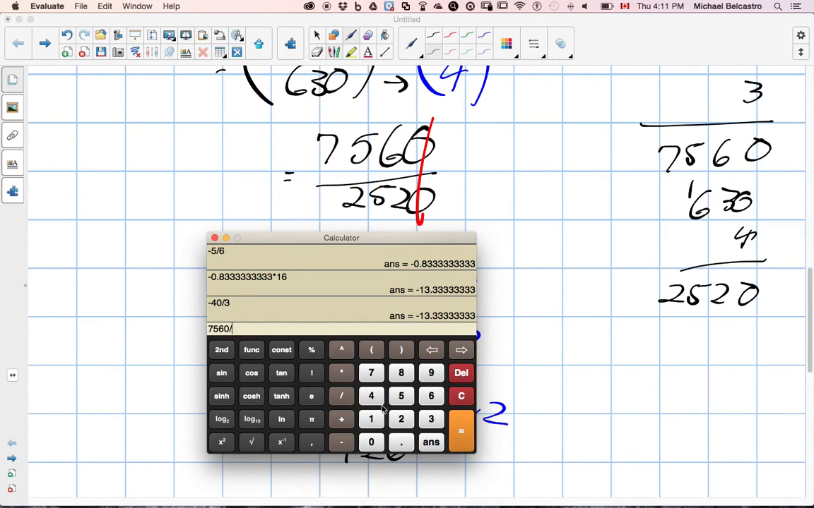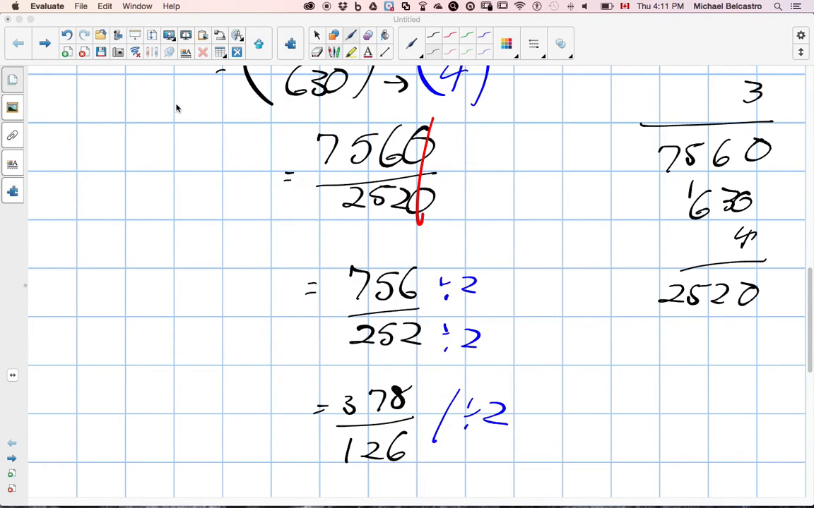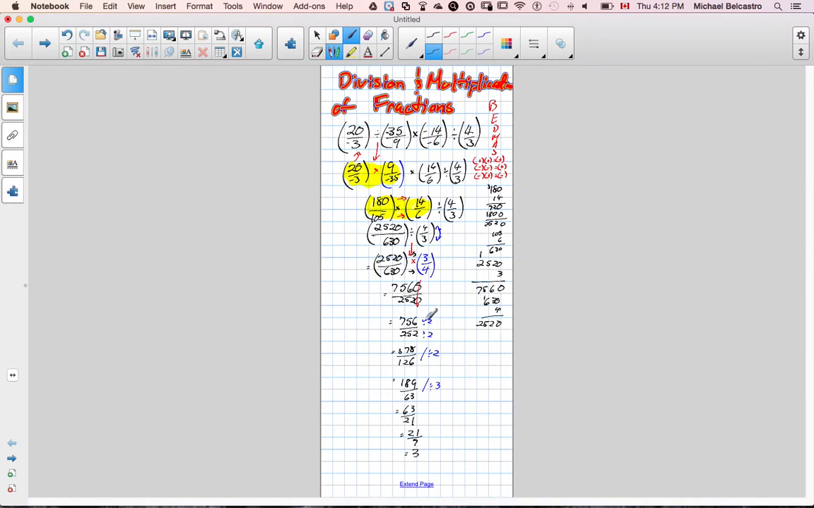7,560 divided by 2,520 equals, yeah, the answer is 3. So it goes in 3 times. Is there an easier way to reduce that fraction?